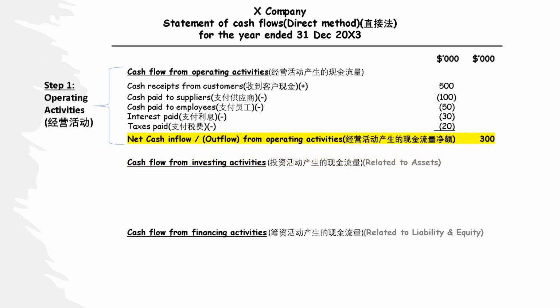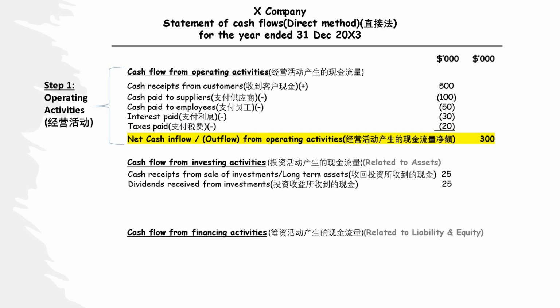Second, cash flow from investing activities section. Add cash receipts from sale of long-term assets and dividend received from investment. Then, deduct the purchase of long-term assets amount.